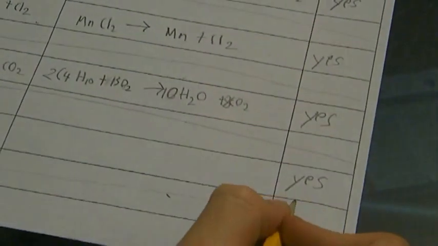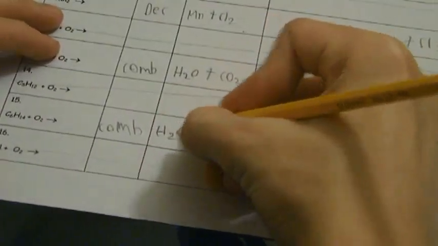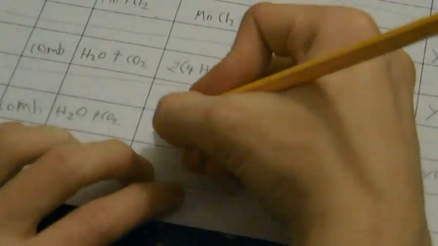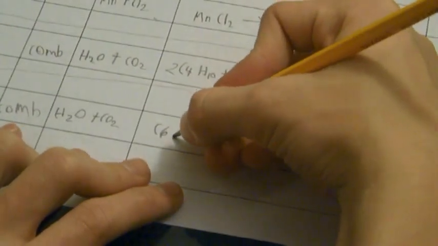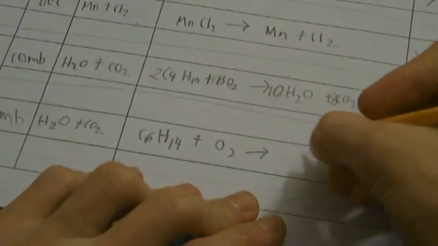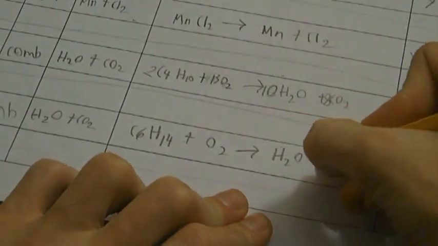Same thing for number 15. That's also a combustion, so you know that's going to happen. And then the products are going to be H2O plus CO2. So we balance that out and we get C6H14 plus O2 yields H2O plus CO2.